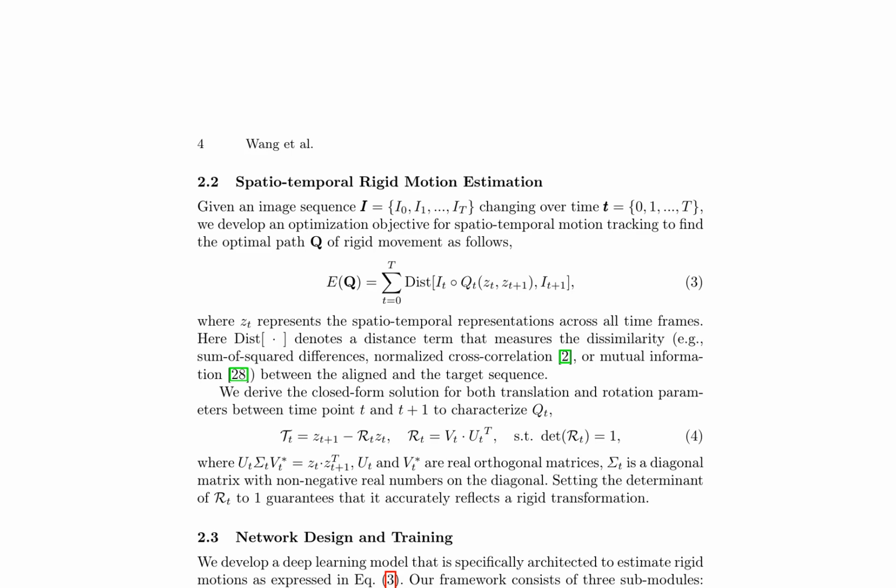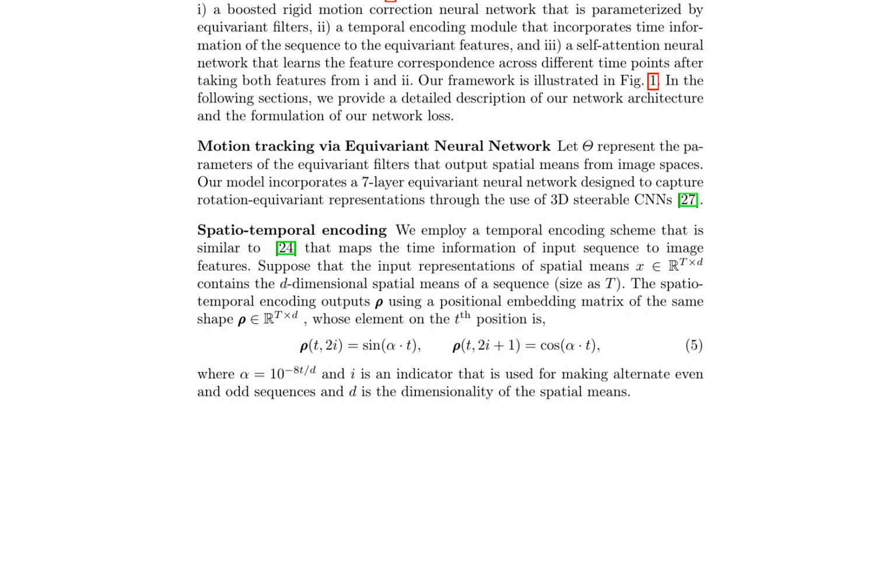The authors also detail the process of spatio-temporal encoding, which maps time information of the input sequence to image features. This is achieved using a positional embedding matrix, where each element on the t-th position is calculated using sine and cosine functions of the time variable.